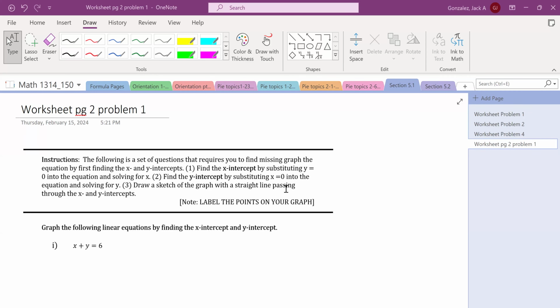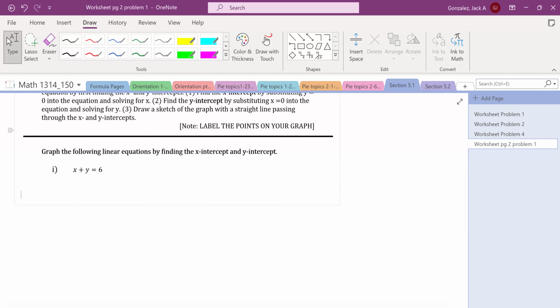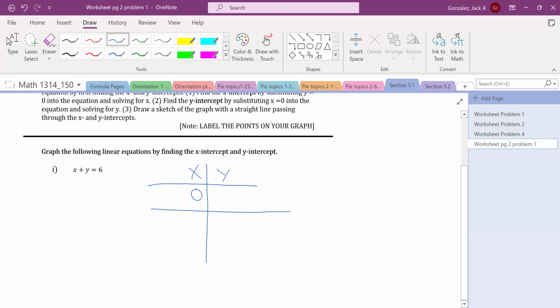It's not too bad. Basically, they want the intercepts, and we should know that. Intercepts are gonna happen. Y-intercept will happen when the x is 0. X-intercept is when the y is 0, and when x is 0, we have the y-intercept.